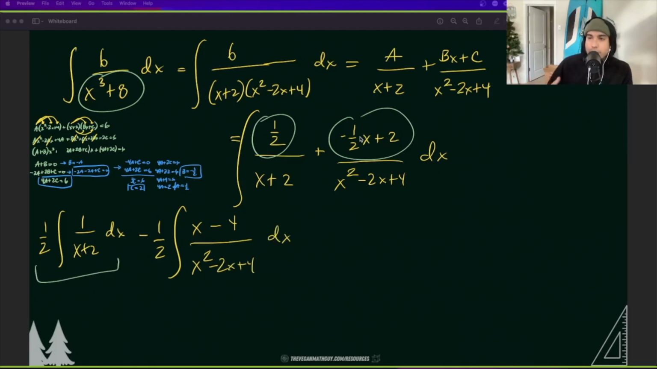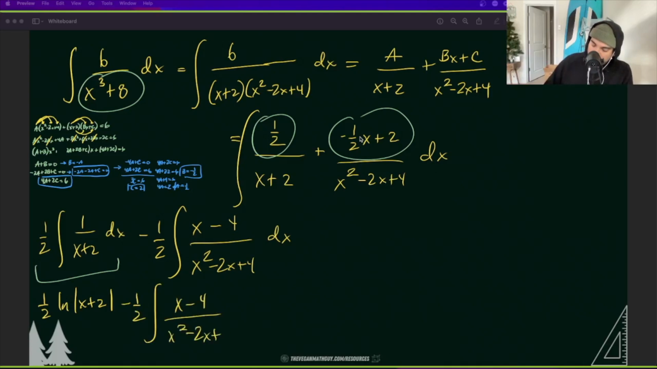That first integral is pretty simple. It's basically u substitution, and it's going to be 1/2 natural log of x plus 2, so I'm not going to worry too much about that. Now we're just going to focus on this second integral. So I'm going to do some detective work. I know that we're going to make u equal to x squared minus 2x plus 4, and our du is going to equal 2x minus 2 dx, or 2 times x minus 1 dx.